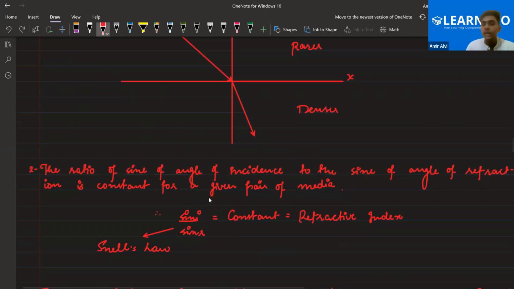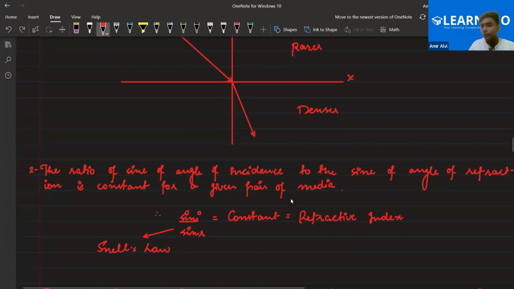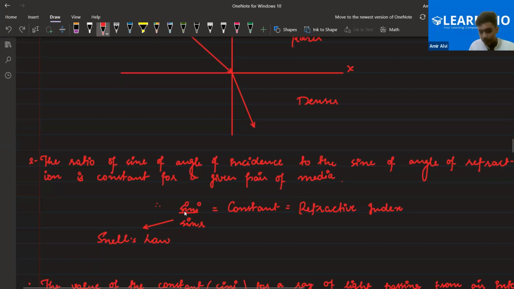This law is called Snell's law. What does it say basically? The ratio of the sine of the angle of incidence to the sine of the angle of refraction is constant for a given pair of media. It means there is no change for a pair of media, because every angle of incidence has a different angle of refraction, so they are related to each other. That's why the ratio comes out to be constant, and this constant is called the refractive index. Clear?